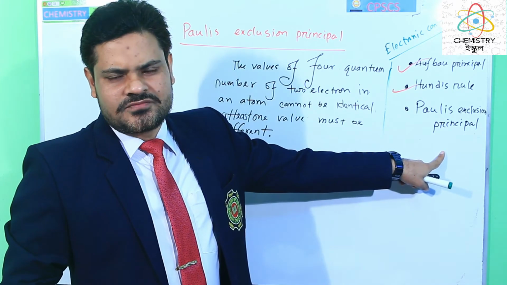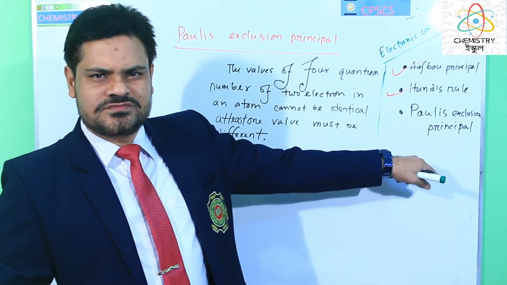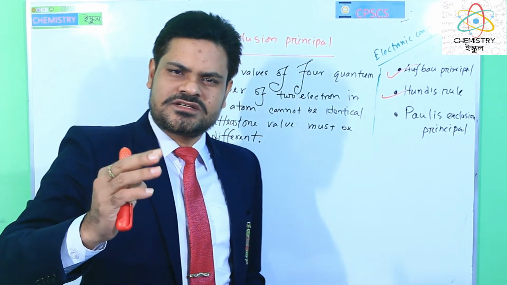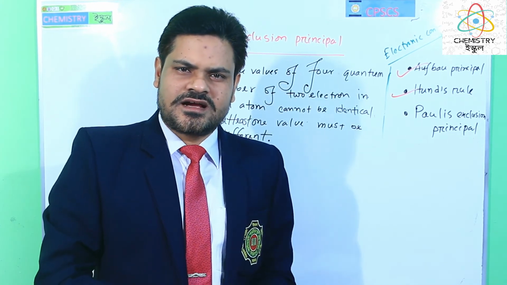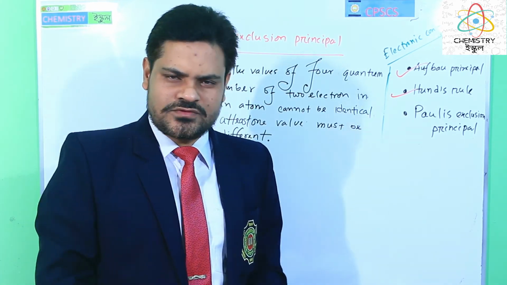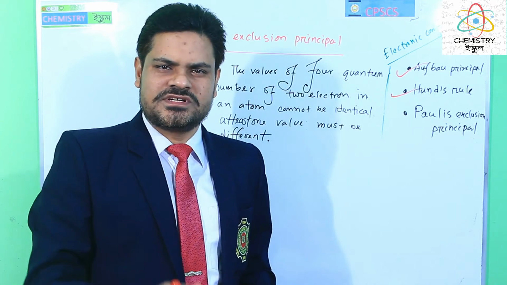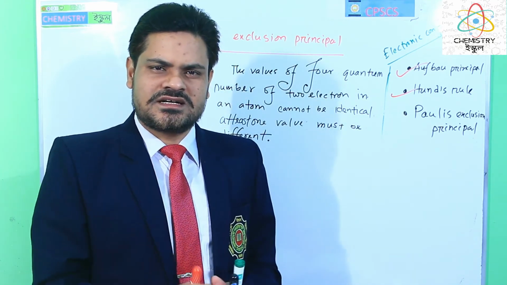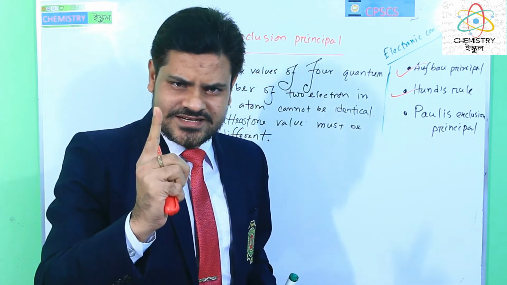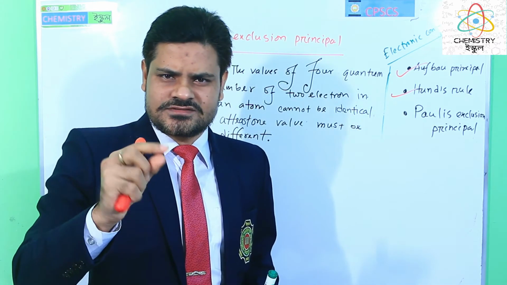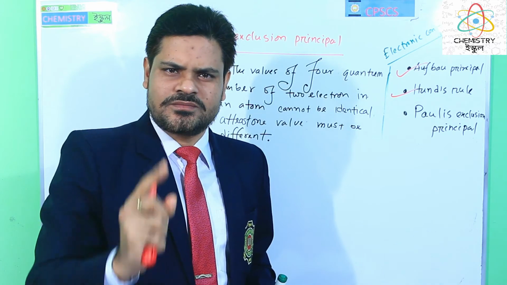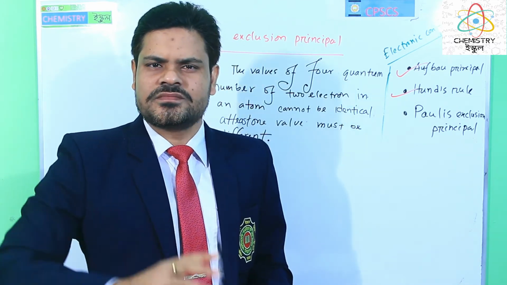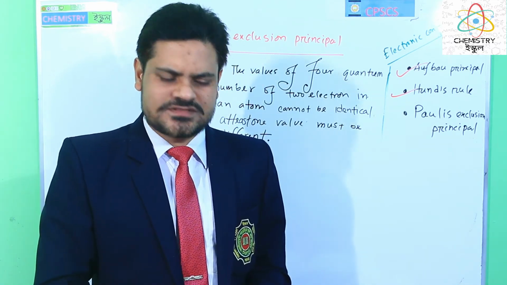For two electrons of an atom, the four quantum numbers cannot be identical. I mean, at least one quantum number will be different. This is the Pauli's exclusion principle. I mean, if we find out the four quantum numbers for two electrons, then we can see that one quantum number will differ from the other.